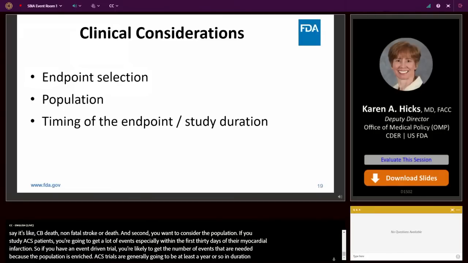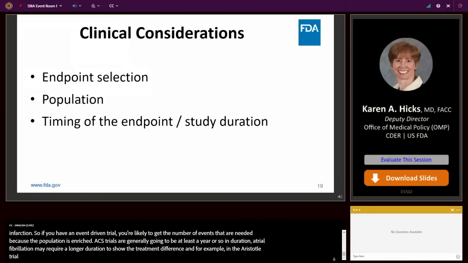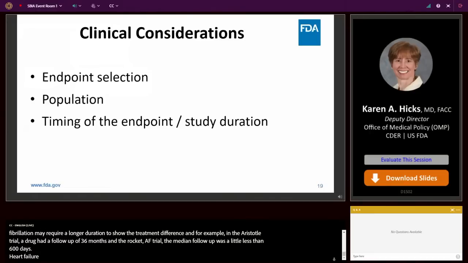Atrial fibrillation trials may require a longer duration to achieve the number of events needed to show a treatment difference. For example, in the Aristotle trial, apixaban had a follow-up of 36 months. And in the Rocket AF trial with rivaroxaban, the median follow-up was a little less than 600 days. Heart failure trials with sacubitril valsartan had median follow-up of approximately 2 to 3 years, with total treatment up to greater than 4 years.